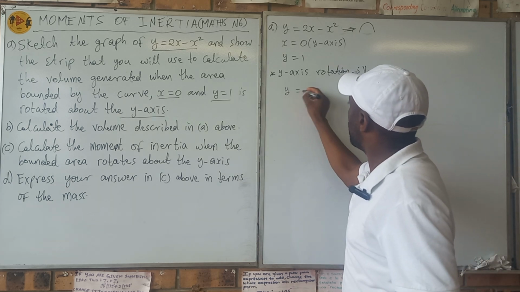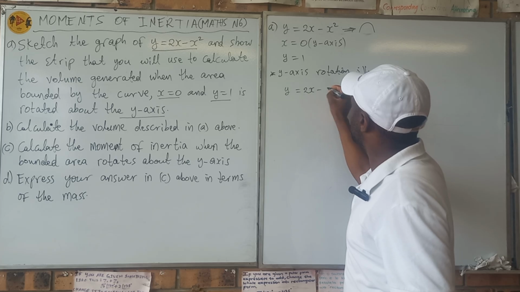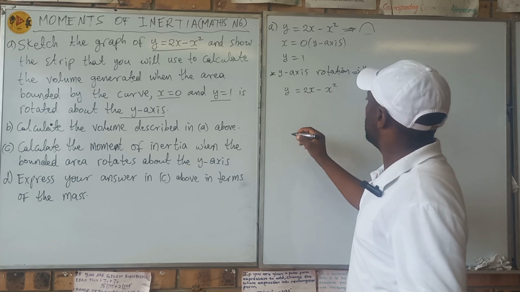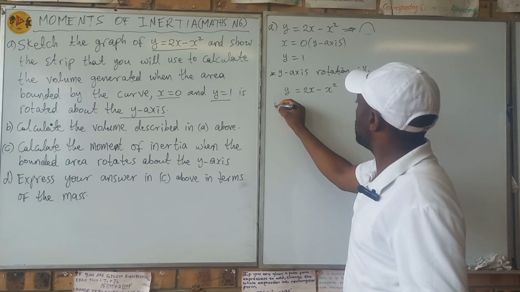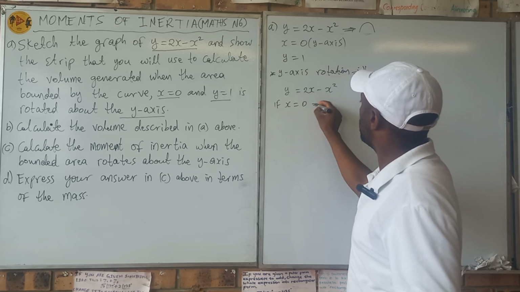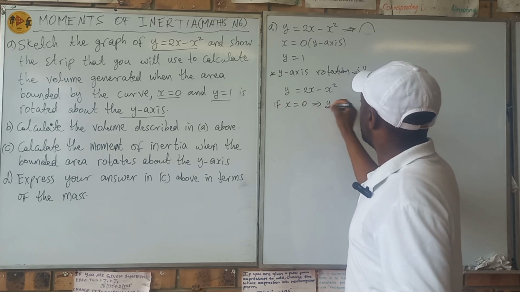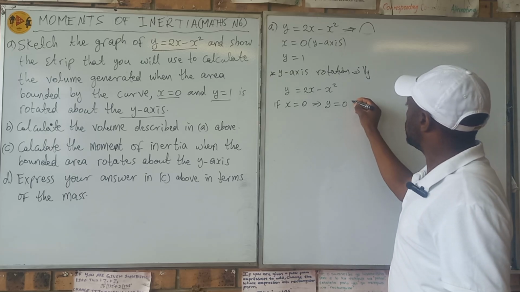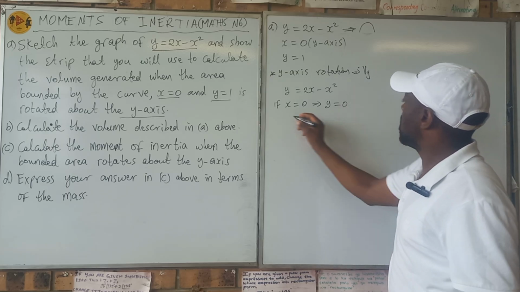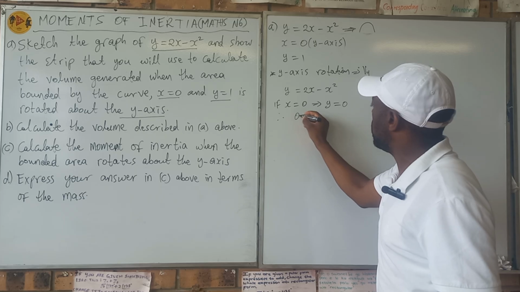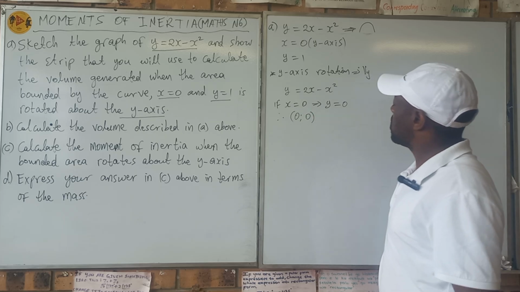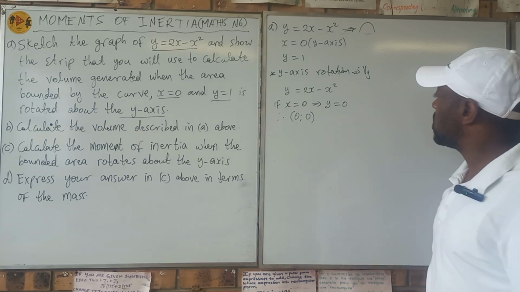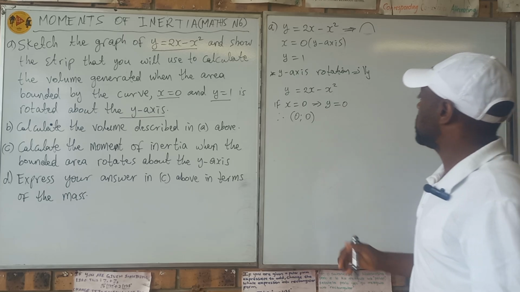So for the graph y equal to 2x minus x squared, I need to say if x is equal to 0, what will be my y? You see that if you replace x by 0, y will also be 0. So this means this graph must pass through the origin, and I cannot settle for one point to sketch that graph. I've seen that it passes through the origin.